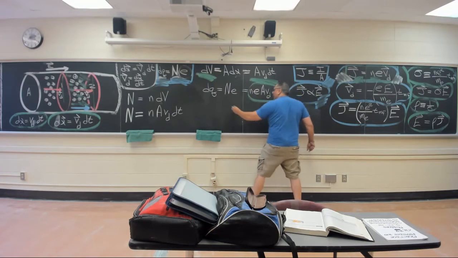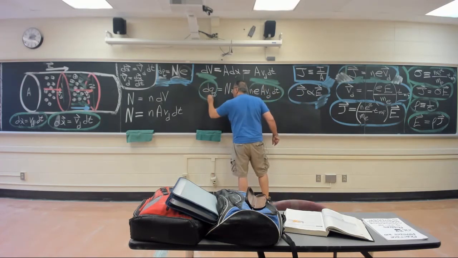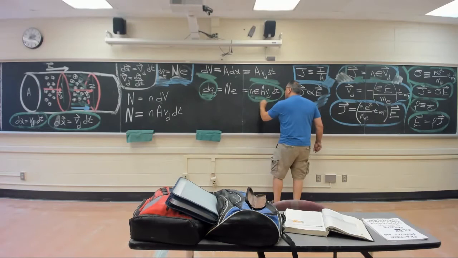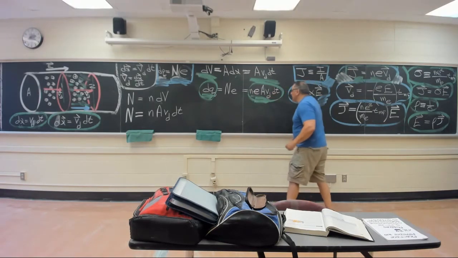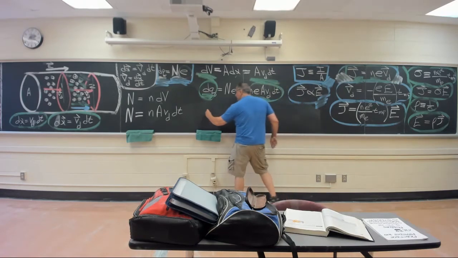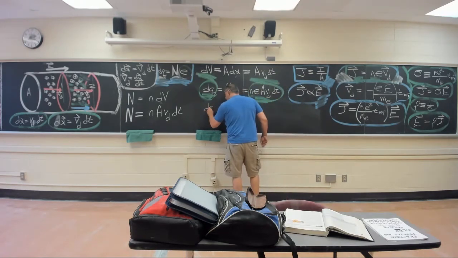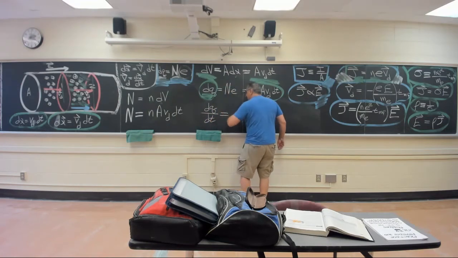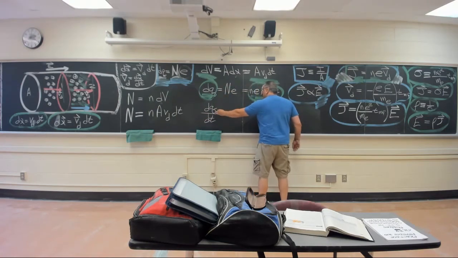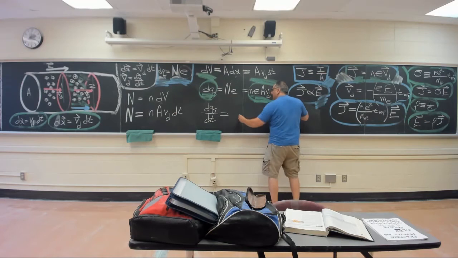Take a close look. Divide by dt on each side. Wait a minute. dq dt is the current. Divide by dt on each side.